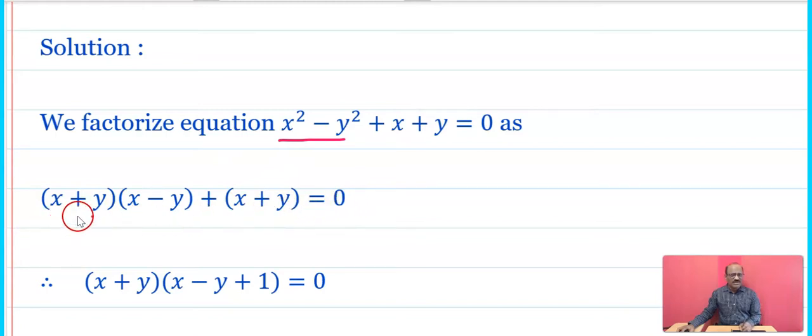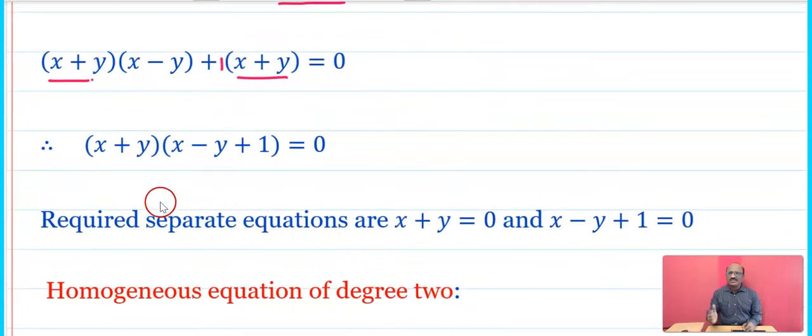Now from this we will take x plus y as common. Then what is the remaining? The other bracket is x minus y, and here there is a plus 1. Therefore, the required separate equations are x plus y equals 0 and x minus y plus 1 equals 0.